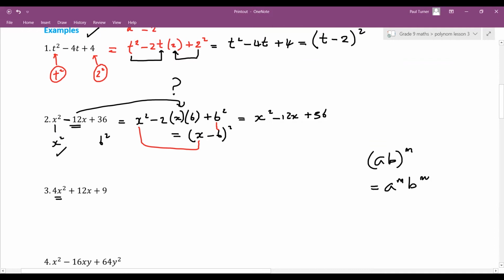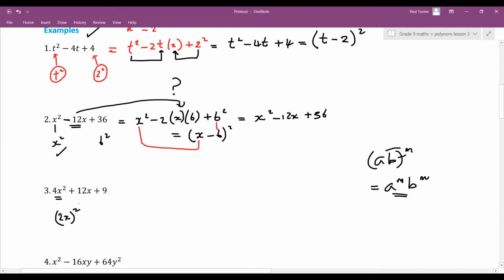So for 4x squared, I want to change that to be 2x all squared, like that. 2 squared is 4, x squared is x squared. Everything in the bracket must be squared, just like I did here. A^m and B^m. You may have seen that in grade 8.